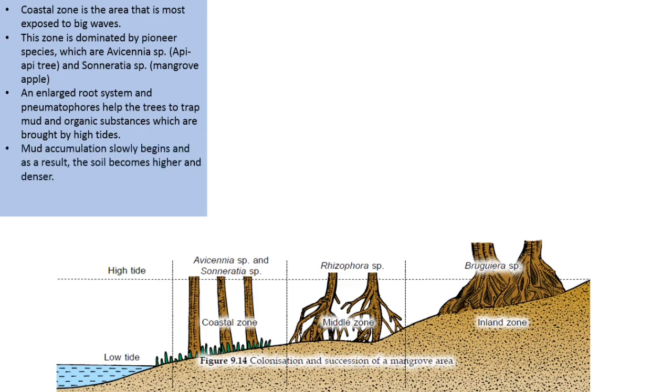Mud accumulation slowly begins, and as a result, the soil becomes higher and denser. Rhizophora succeeds and replaces the pioneer species. You can see that Avicennia and Sonneratia is pioneer species.